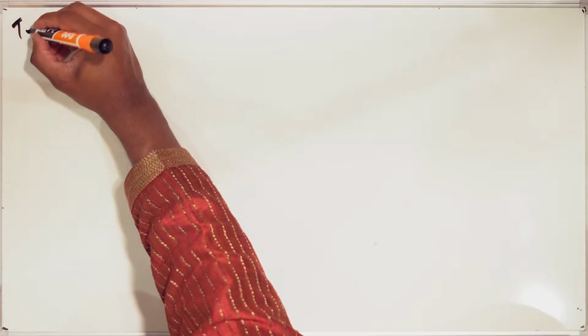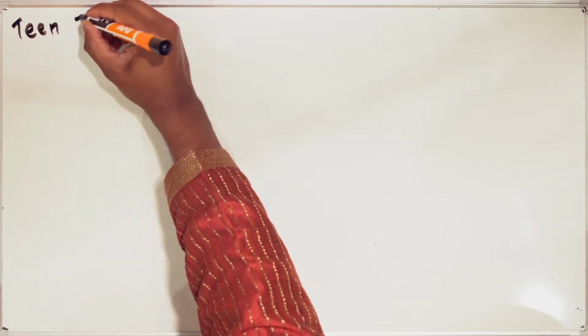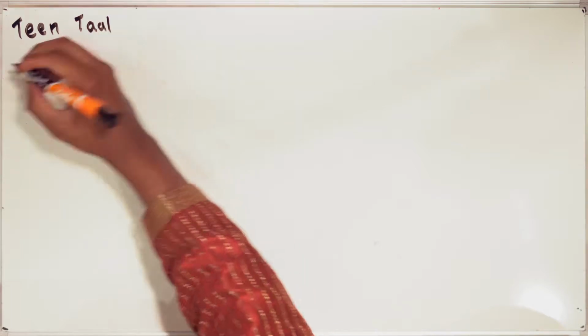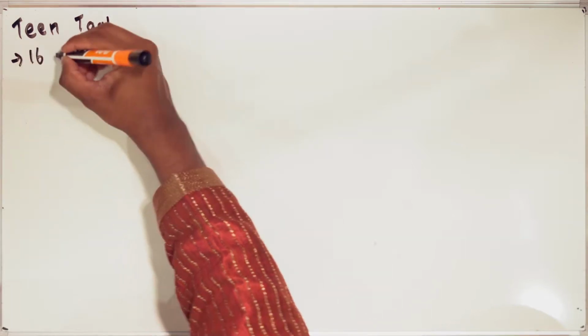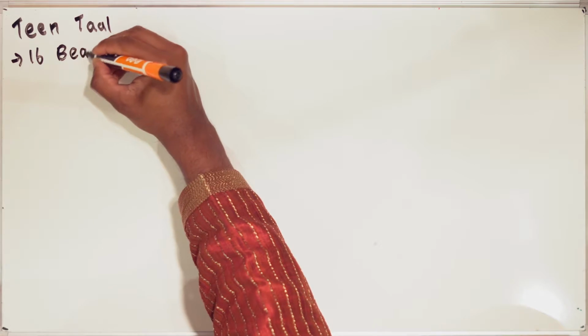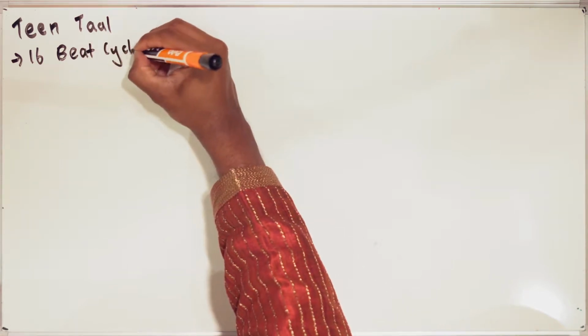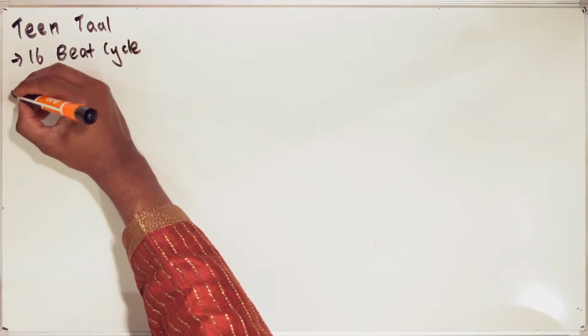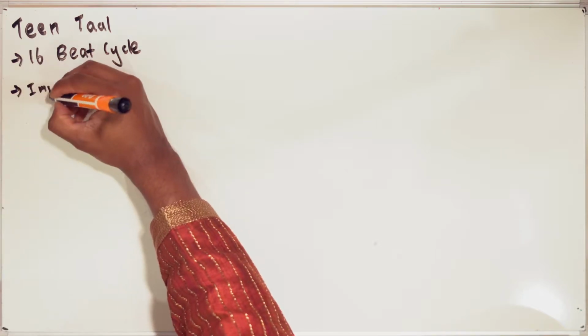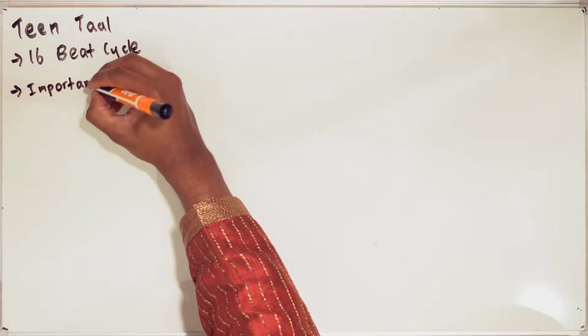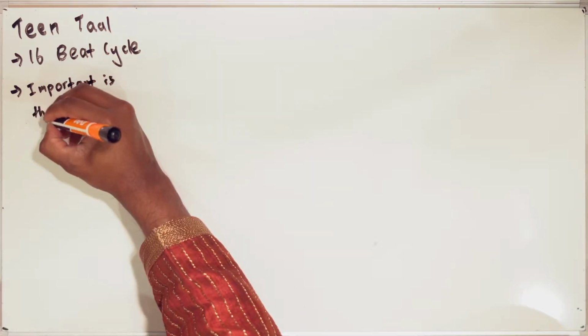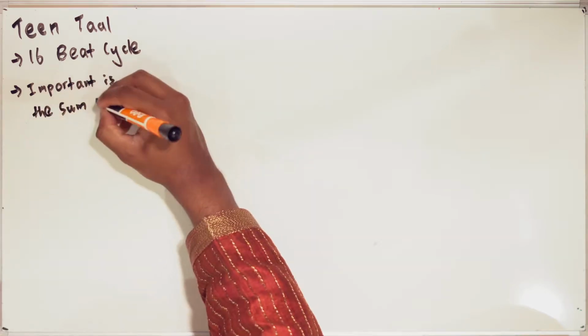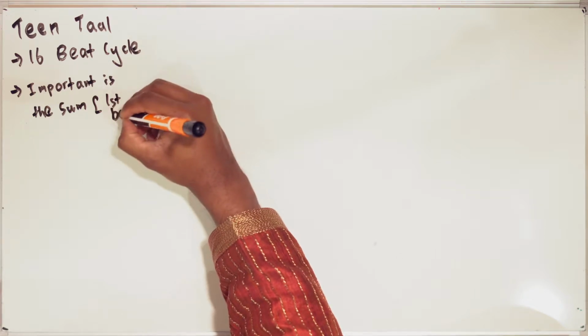We are here to talk about the tal, which is the beat cycle. In this example, we'll be talking about the teen tal. Teen tal is spelled t-e-e-n t-a-l. It is a 16 beat cycle. Important is the sum, which is the first beat.